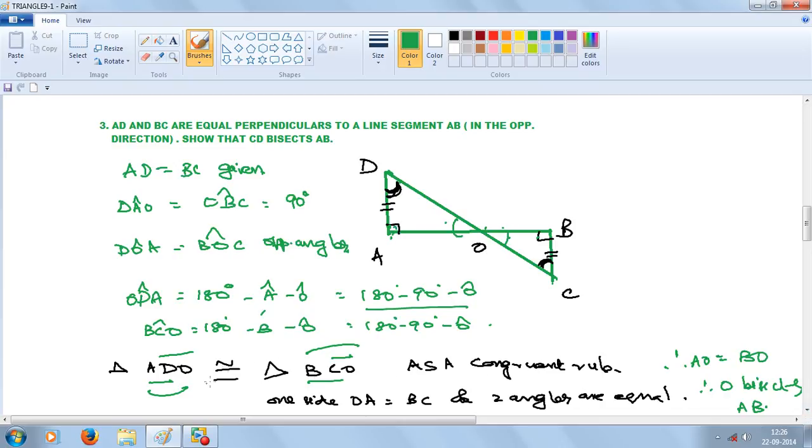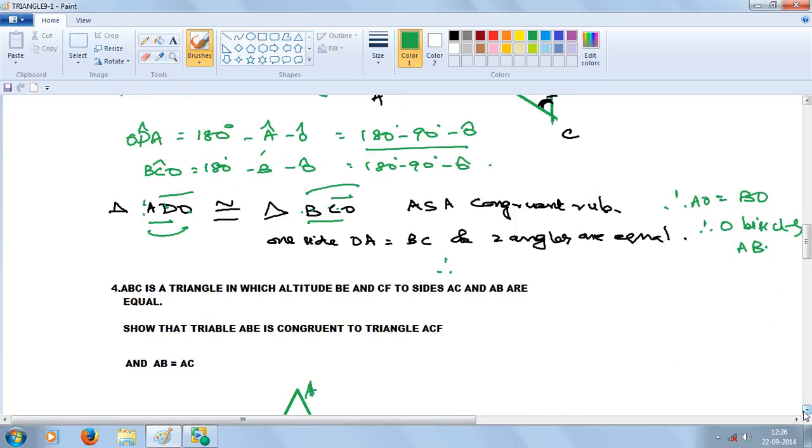What about angles? Angles also are like that. When ADO is equal to BCO, in the same order you take some other angle. What about DAO? Same way it is CBO. So we'll move to the next problem.